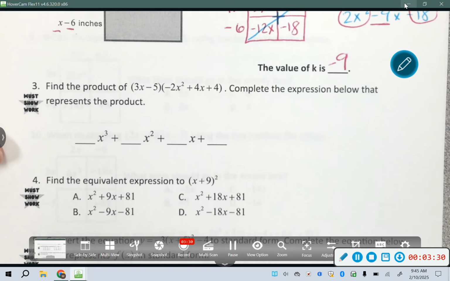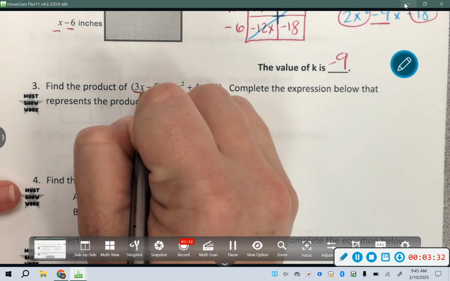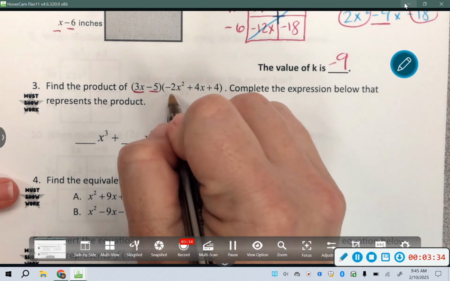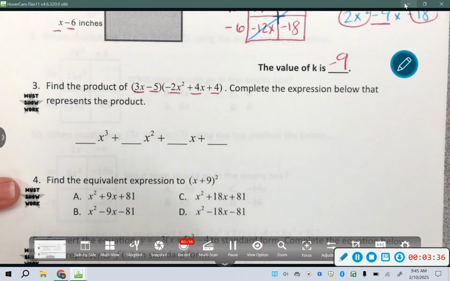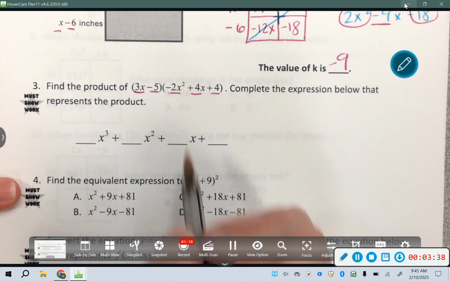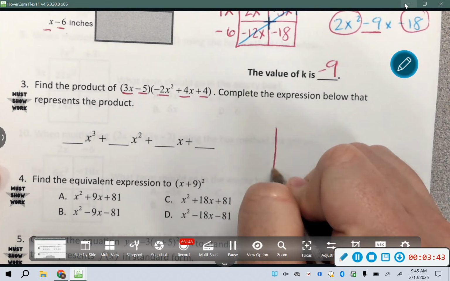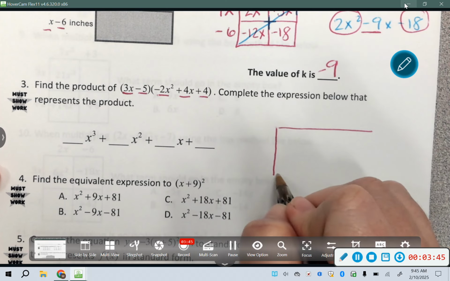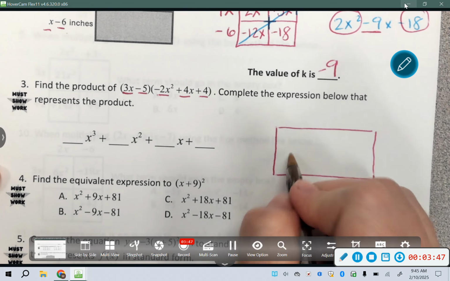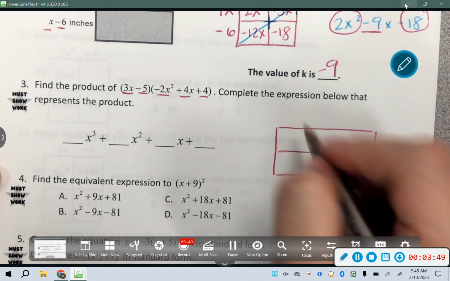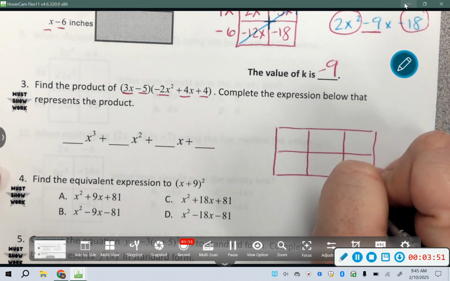Okay, example 3. I want you to realize that this is a binomial, 2 terms, times a trinomial, which is 1, 2, 3 terms. So we have to build a 2 by 3 box versus a 2 by 2 on all of our other problems. So we have 2 tall, so it's more of a rectangle this time. You could also do a tall skinny box, but I like this way.